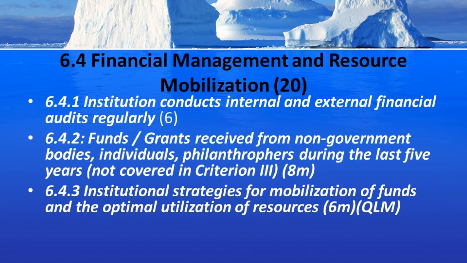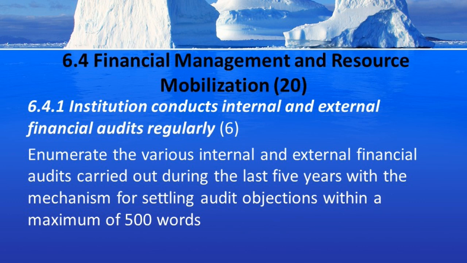The total weightage for 6.4 is 20 marks. 6.4.1 has 6 marks, 6.4.2 has 8 and 6.4.3 has 6. Let us look into 6.4.1. The first aspect talks about whether the institution conducts internal and external financial audits regularly. Now what is it that they expect more in it? Enumerate the various internal and external financial audits carried out during the last 5 years, with the mechanism for settling the audit objections, within a maximum of 500 words.